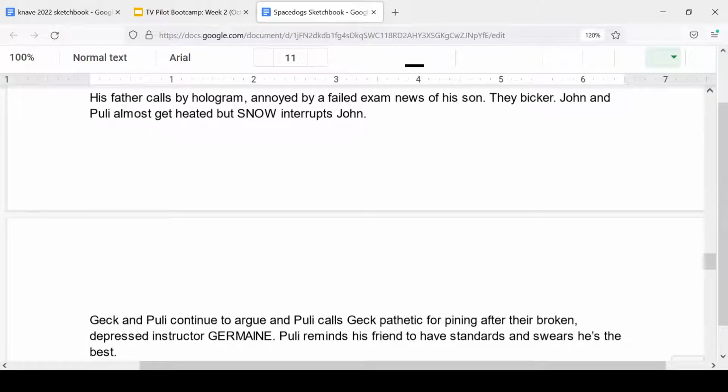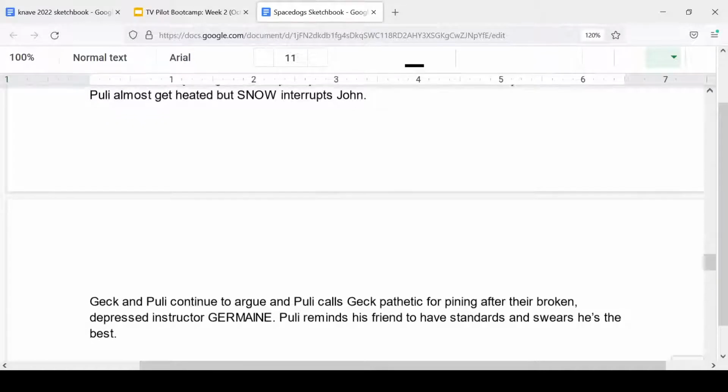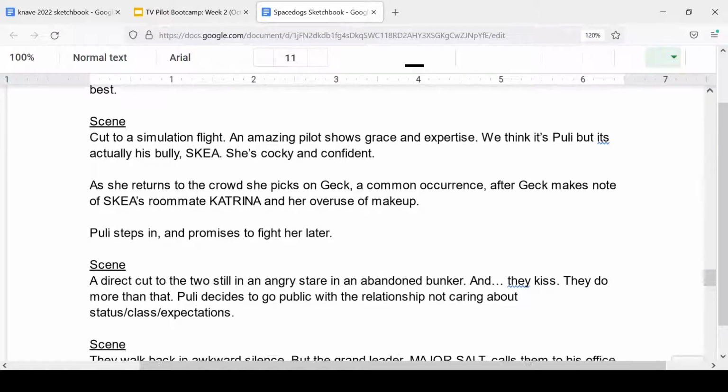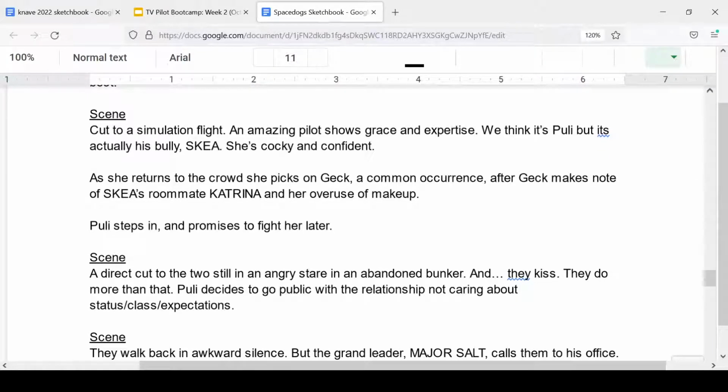So his father calls by hologram, annoyed by a failed exam. They bicker, and John and Pulley almost get heated, but Snow interrupts them. Geck and Pulley continue to argue, and Pulley calls Geck pathetic for pining after the broken, depressed instructor. Pulley reminds his friend to have standards and swears he's the best. Okay, so he's kind of a hot-headed, cocky guy who thinks he's the best but doesn't actually work for it, is what we're seeing. That's his flaw and problem.